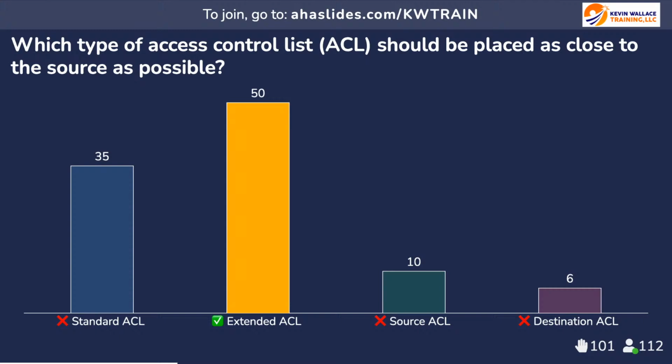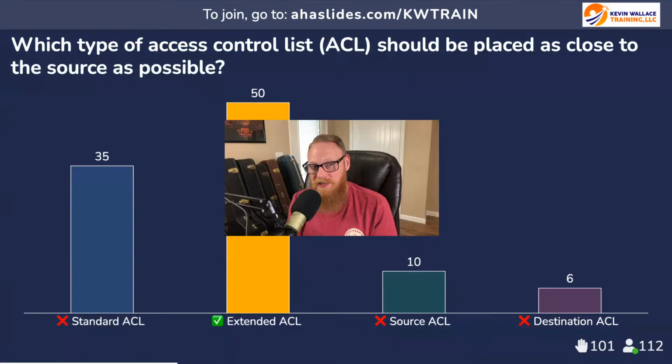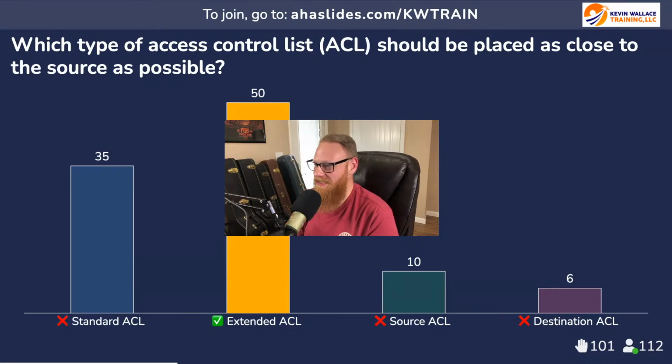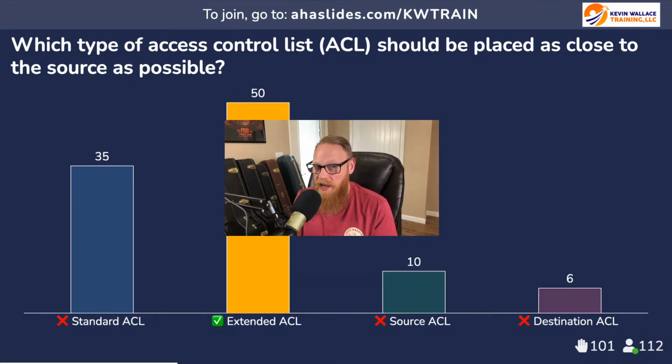Absolutely correct. And if you were listening close, I actually accidentally gave away the answer to that question when I said we were going to be talking about extended ACLs. I meant to say only ACLs. So that was a freebie on me. Extended ACL is absolutely correct. Extended ACLs can filter between protocol types. They can match traffic based on source and destination IP addressing.